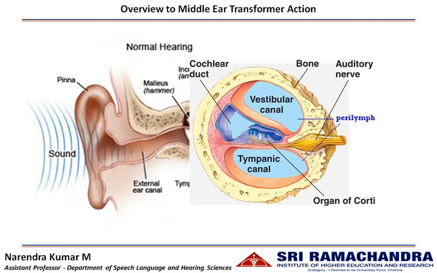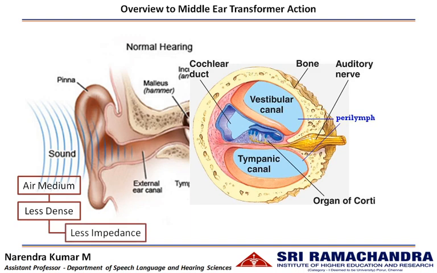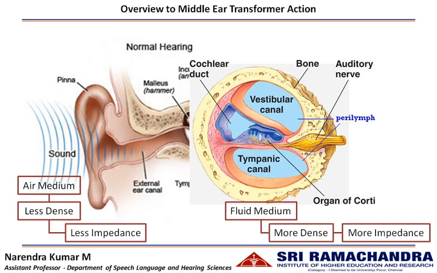Sound travels in the air, which is a less dense medium. Hence, the air medium gives lesser impedance to the flow of sound energy, whereas the fluid medium is comparatively denser than the air medium. Hence, it gives more impedance to the flow of sound energy.